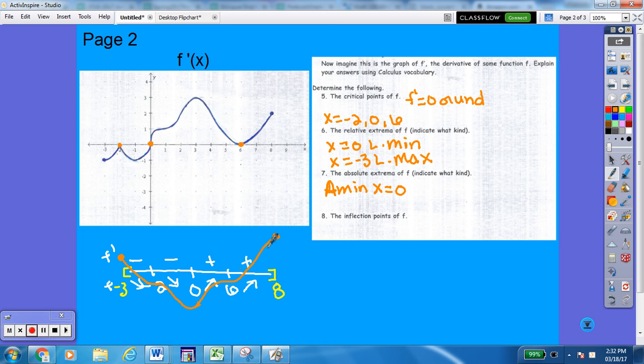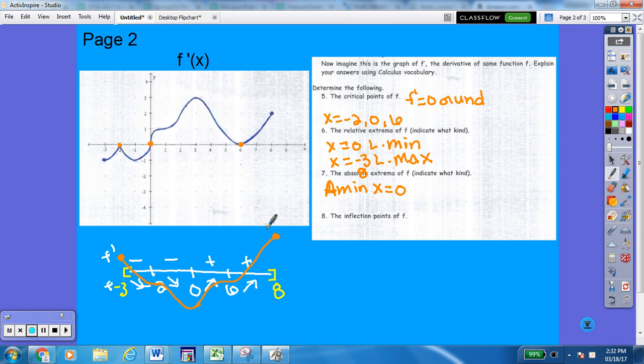And on the other end, because the function leading up to it was going up, it ends at the highest point here at x equals 8. So that makes it so that x equals -3, and I'm going to squeeze in 8 as well here, are both local maxes. Okay, -3 and 8 are local maxes.